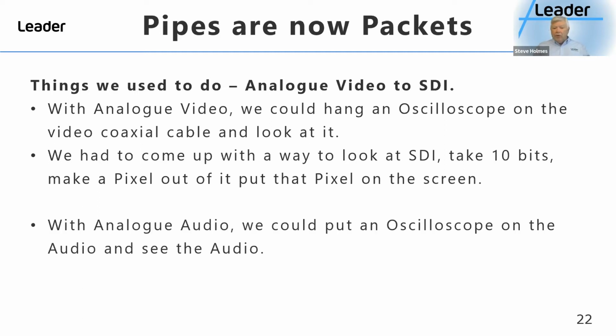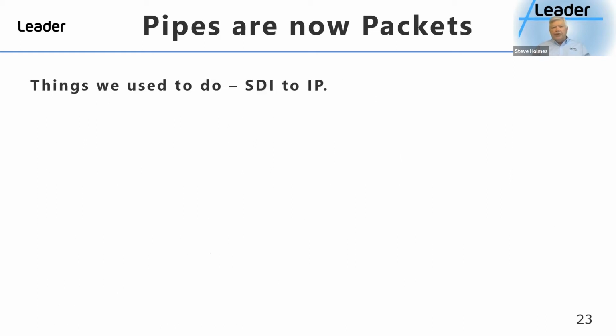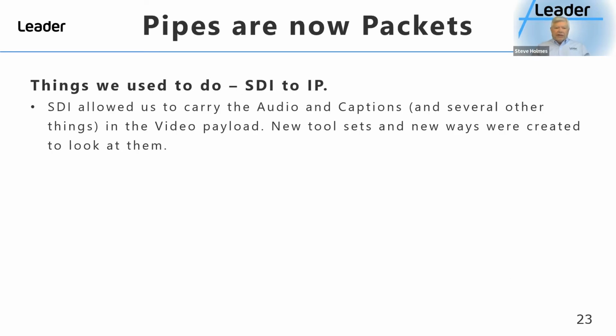Within analog audio, we could put an oscilloscope on the audio and literally see the waveform, look at the amplitude and see things. We had to figure out how to grab that audio channel out of the horizontal interval, make an audio waveform out of it, and represent that audio waveform on the screen. So SDI allowed us to carry all of that together, but we needed to make new tool sets, and new ways were created to look at it.